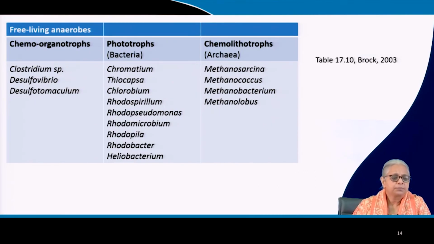There are some examples of free-living anaerobic nitrogen-fixing bacteria here. So again, in the three groups of chemoorganotrophs, phototrophs, chemolithotrophs, we have Clostridium, Desulfovibrio. In the phototrophs, we have so many other species, Chromatium, Chlorobium, Rhodospirillum. And in the chemolithotrophic group, these are all archaeobacteria, so Methanosarcina, Methanococcus, Methanobacterium, they are all capable of nitrogen fixation.